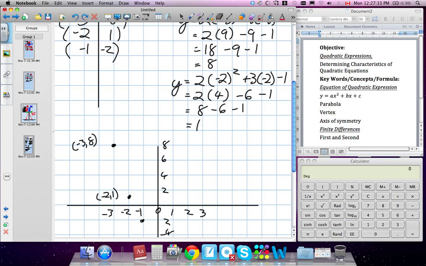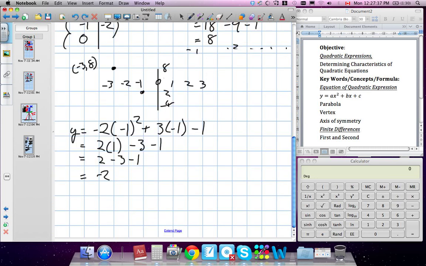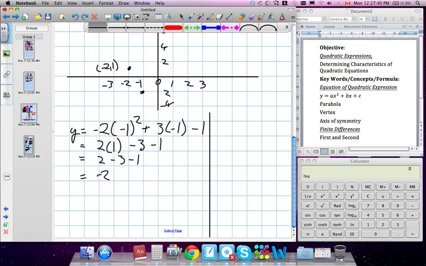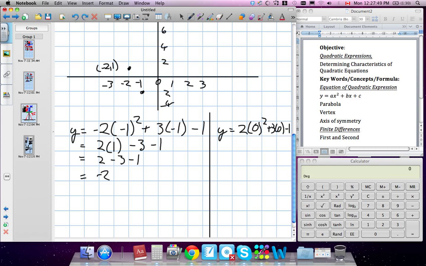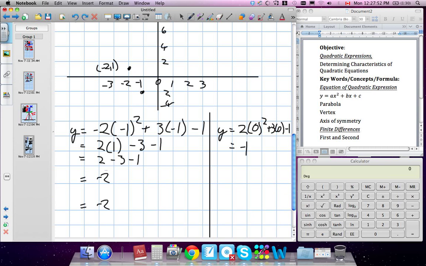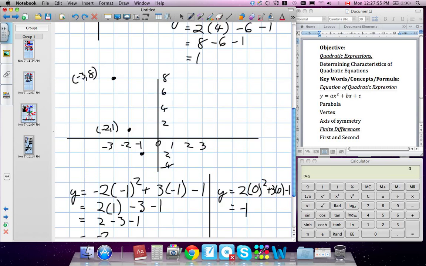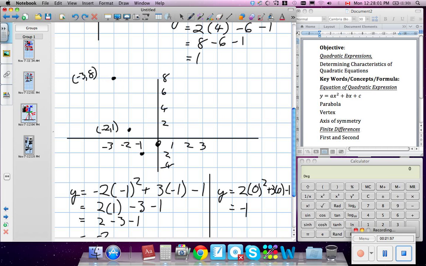When we're at 0, same idea, we plug it into our equation. Y equals 2 times 0 squared plus 3 times 0 minus 1. I can tell you right now that's going to give us negative 1. Okay? So at 0, we're at negative 1. So we're coming up again.